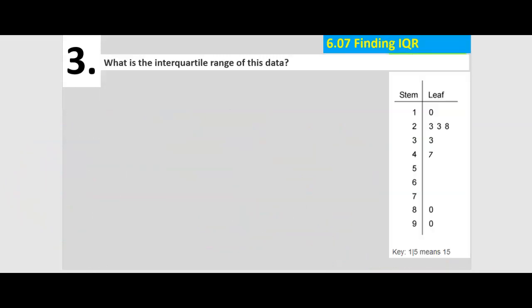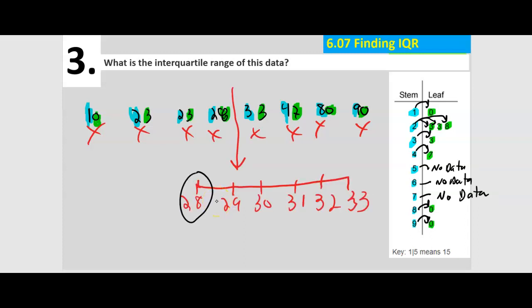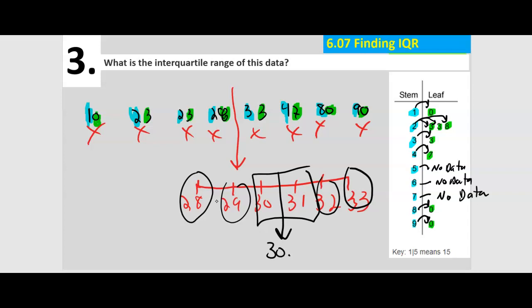Next, the interquartile range of this data set. Okay, so let's find the median first. Cross off one on each side till I get to the middle. So it's got to be in the middle of this between 28 and 33. Okay, so what's in the middle of 28 and 33? You could keep going until we get to the middle. These two are in the middle. What's in the middle of 30 and 31? That would be 30.5. That's our median.